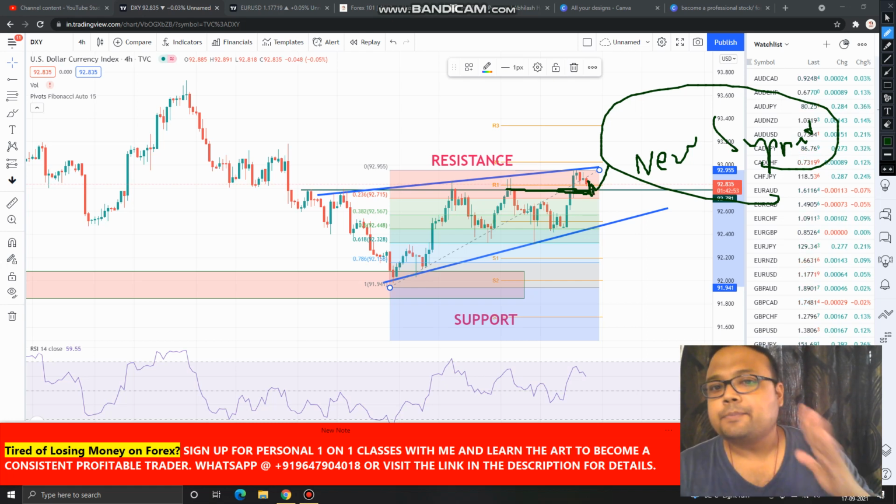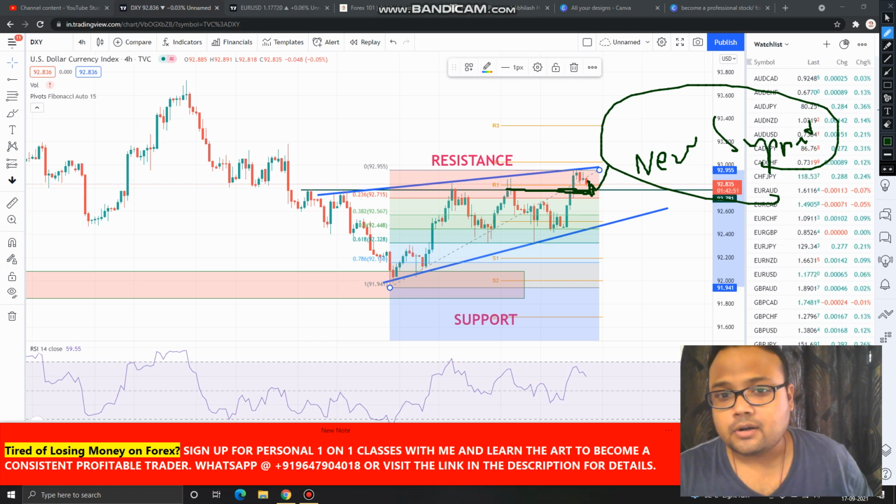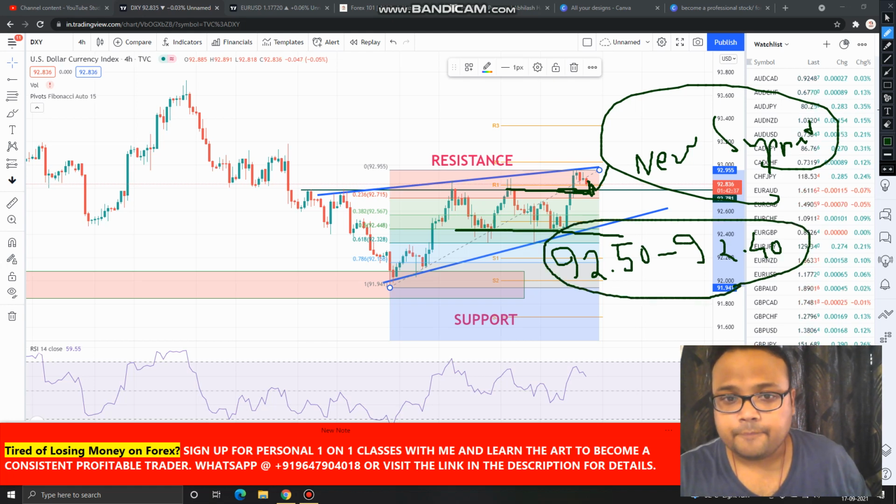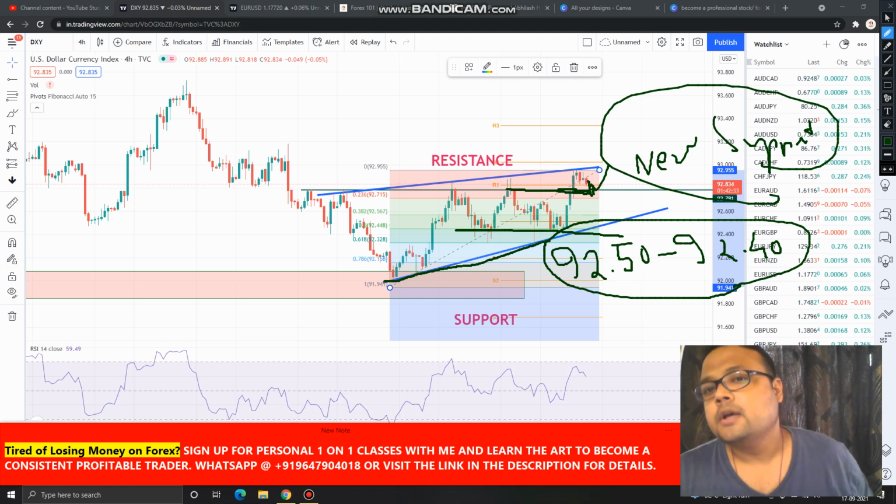the ultimate support that we have on the chart of US dollar is at this particular level, 92.50 to 92.40. This is the ultimate support on the chart of DXY, and we also have a trend line which is also the dynamic support for the market. So in case US dollar witnesses some selling pressure today, then definitely it will be bouncing from this particular level, because it has a double support at this level, 92.50 to 92.40.